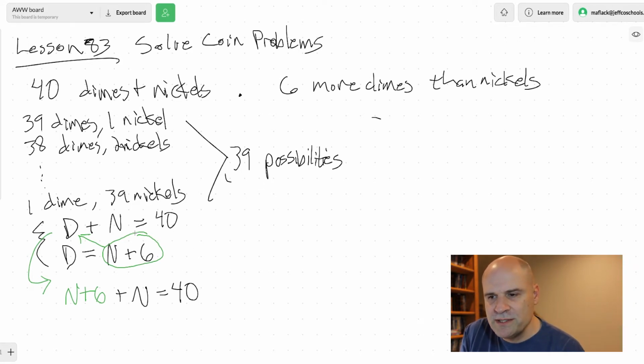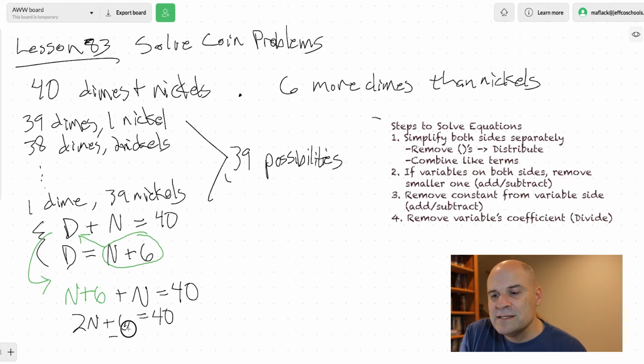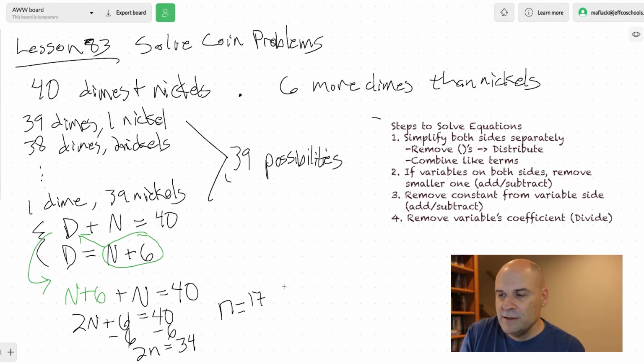First step, solving equations, simplify both sides first. There's no parentheses, but there are like terms. n plus n is just 2n, plus 6 equals 40. Second step, if there's variables on both sides, get rid of the smaller one. There's not. There's just a constant, minus 6. So get rid of that, step number 3. Get rid of the constant on the variable side. So 2n equals 34. Last step, divide by 2. So n equals 17. And that's what we figured out when we just did it logically.